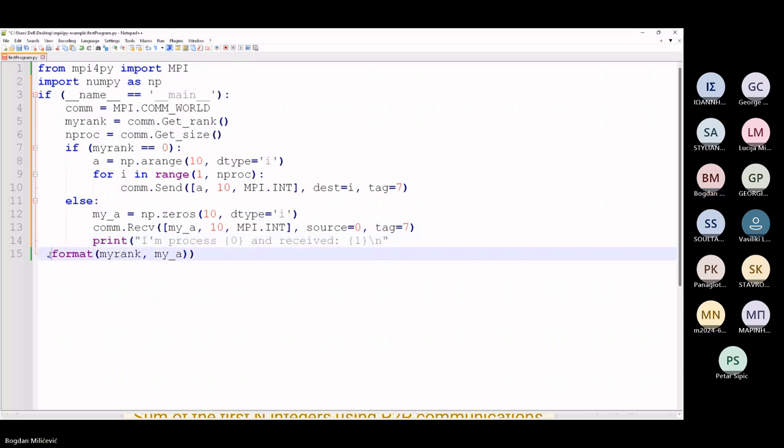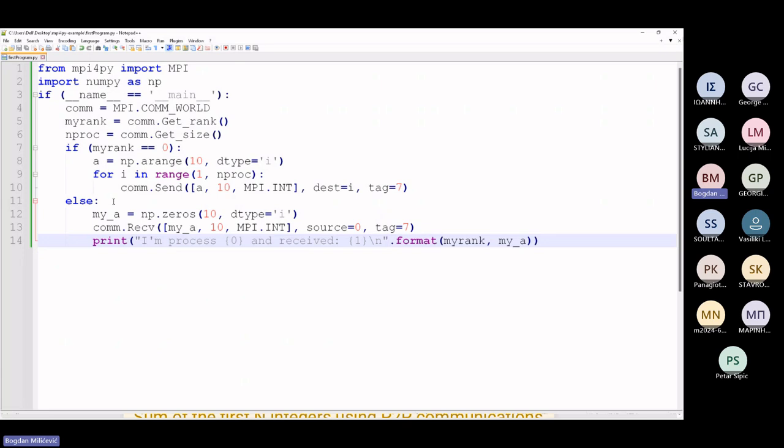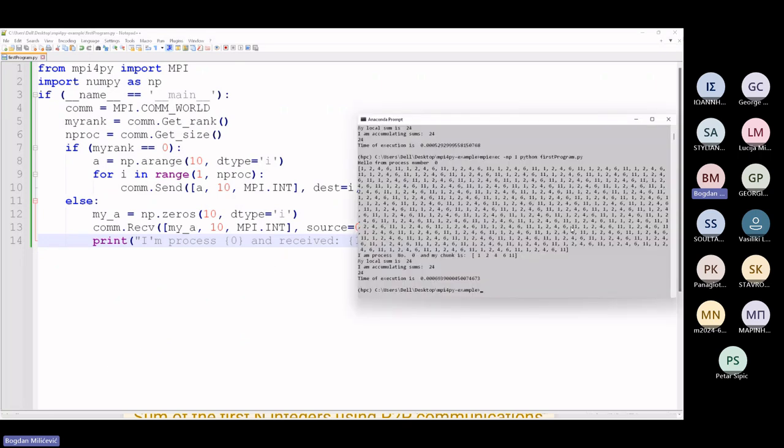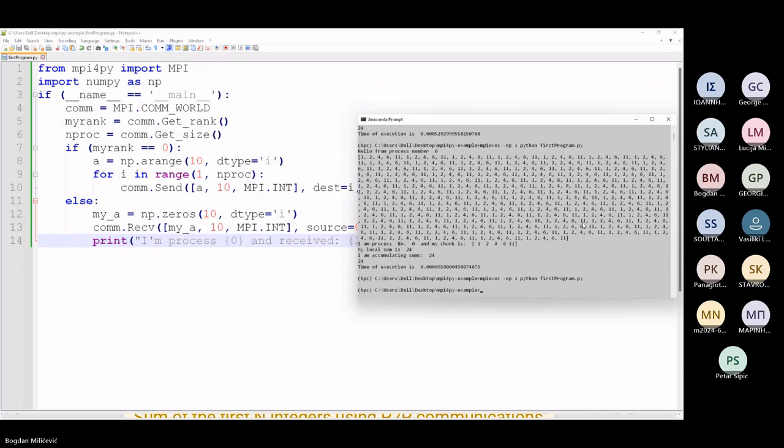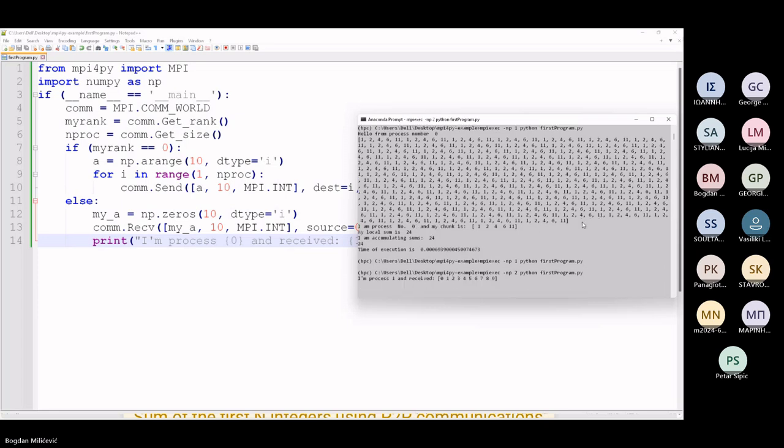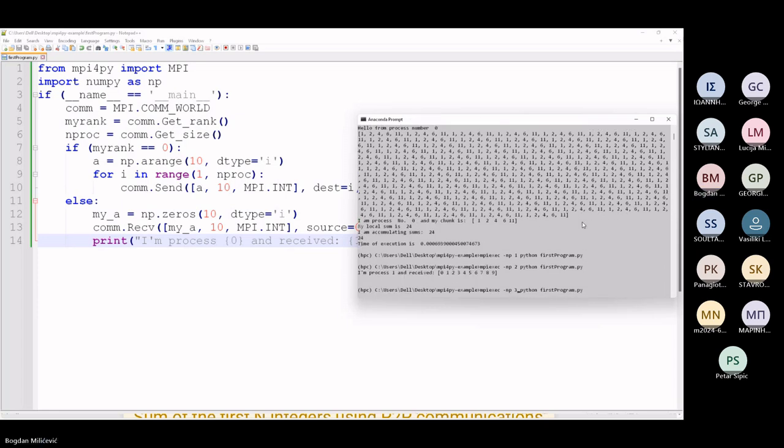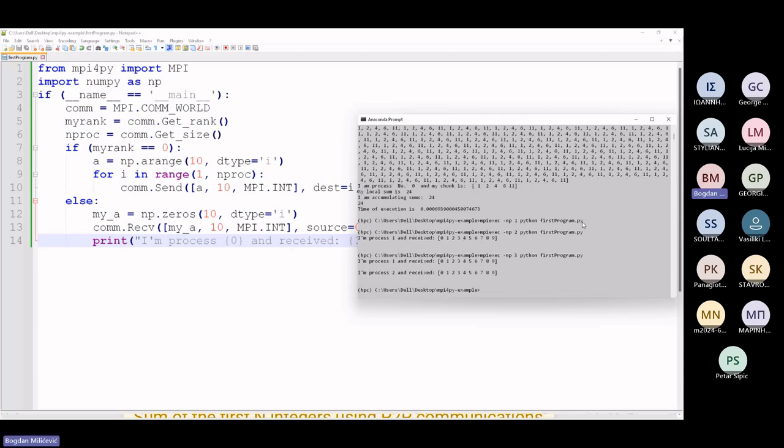Then we should print. I think that this is an older version of Python, so it might not work, but let me try. Oh, it works actually. It works perfectly. Great. So what is happening? The 0th process created this array. If we run 2 processes, the 0 created one array, and the process number 1 received that same array. If we created 3 processes, then once again the 0th process created the array, and the other 2, the processes number 1 and 2, just received that array and printed it on screen.